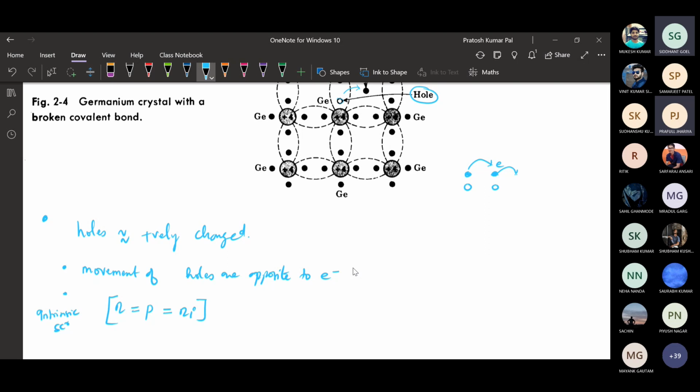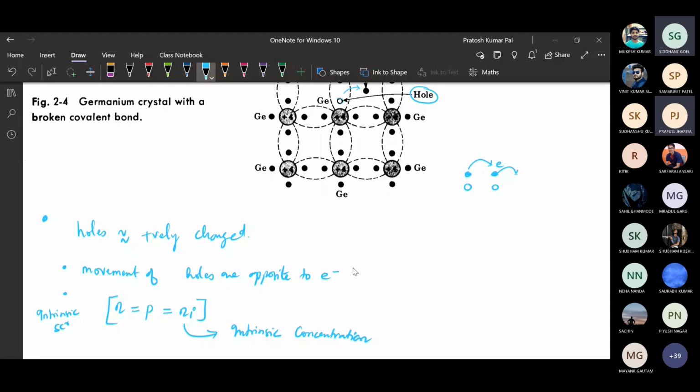Okay, so what does this Ni stand for? I stands for intrinsic, and N for concentration, so it is called the intrinsic concentration. So n, the number of electrons, will be equal to p, the number of holes, which will be equal to the intrinsic concentration of the carrier, Ni, in the case of an intrinsic semiconductor.